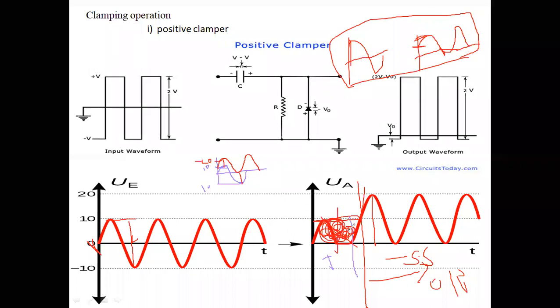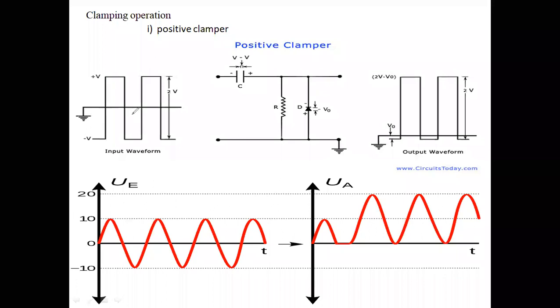If you draw also nothing is wrong. Okay, this is your transient portion. Now, same circuit we will observe for the square wave. If we apply a square wave as the input, what will be the output we will see.